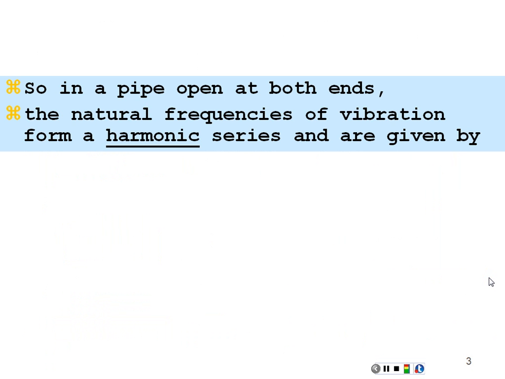So for a pipe open at both ends, our natural frequencies of vibration form a harmonic series, and they're given by the nth harmonic is equal to n, an integer 1, 2, 3, 4, and so forth, times the velocity of sound, which we generally take to be 343 meters per second, divided by 2 times the length of that open-end pipe.